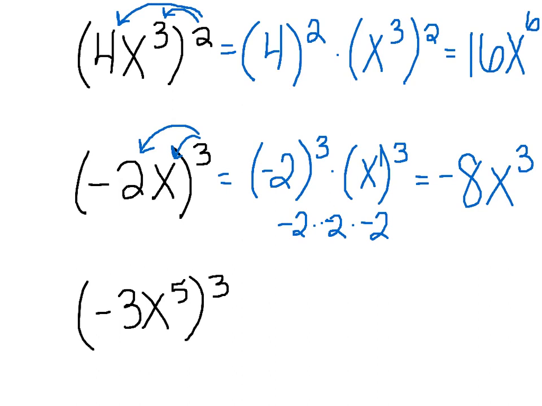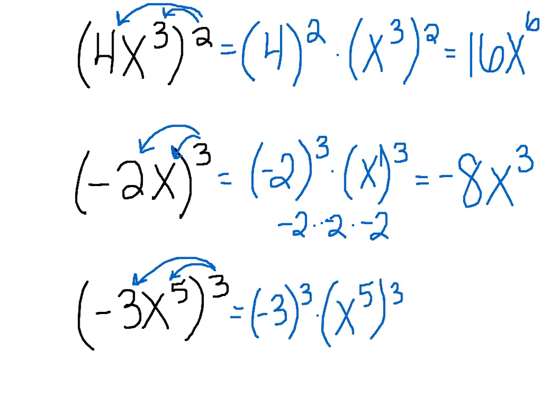All right, looking at this, we distribute our exponent of 3 to each term. So we have negative 3 to the third times x to the fifth to the third. Well, negative 3 to the third, that's negative 3 times negative 3 times negative 3. It's going to give you negative 27. And x to the fifth to the third, we keep the base and multiply the exponents. So we're going to have negative 27x to the 15th.